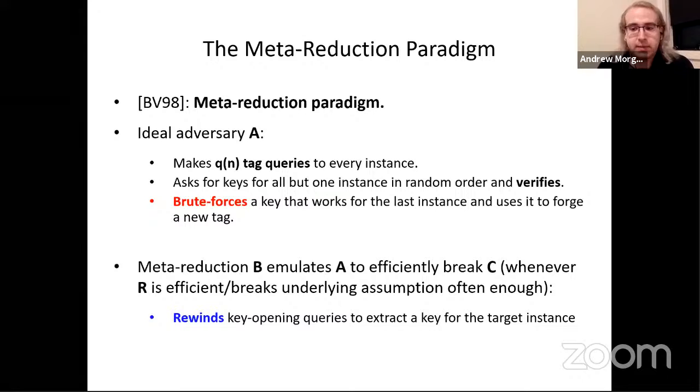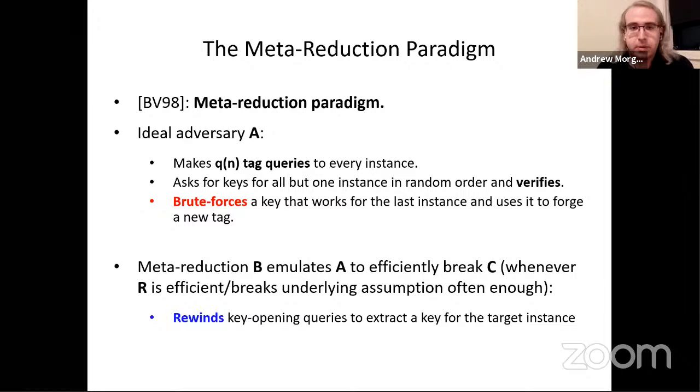Then, if for the sake of contradiction, we assume a linear preserving reduction R, which breaks our assumption C when given an adversary against the MAC, we describe a meta-reduction B that internally emulates the interaction between R and A, and show that B will suffice to break C in polynomial time.